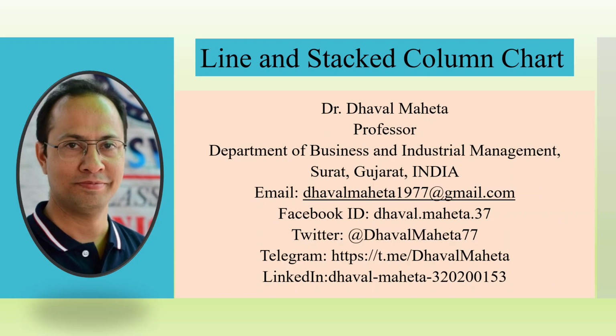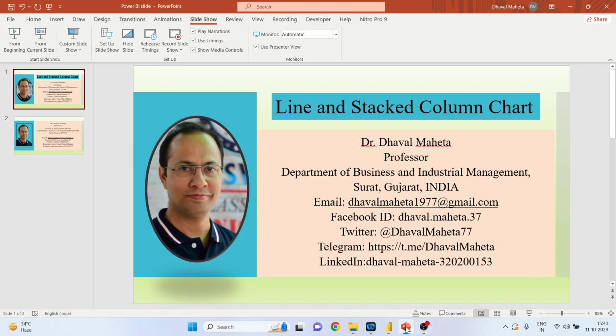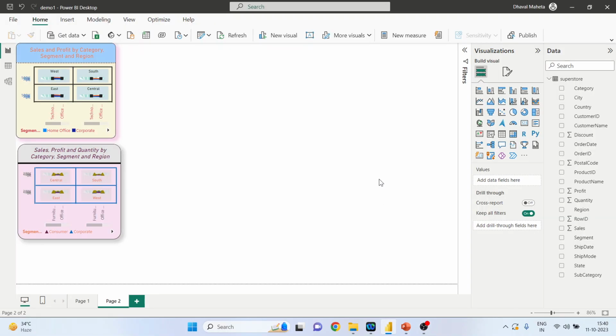This is Dr. Dhaval Maheta, and today we are going to discuss how to create a line and stacked column chart in Power BI. For this, we will go in Power BI. To create any new chart in Power BI, make sure that you click on the white portion of the canvas. Now, we want to create this chart. Click here.